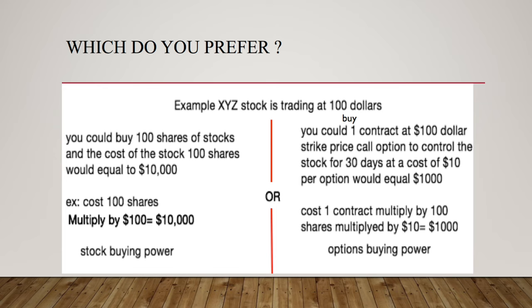So now, if you buy one contract at a $100 strike price call option, to control for 30 days at a cost of $10 per option. Remember, $10 per option because there's 100 shares, so $10 per option would equal $1,000. So basically, you're paying $1,000 to control the same amount of stocks you would buy with $10,000 using stock buying power.